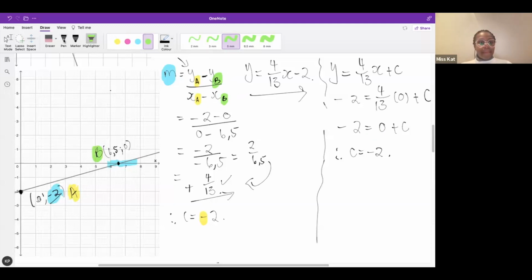Okay, ma'am. Then the 4/13 is therefore equal to -2. No, these are two different things. This is M and this is C. Okay, ma'am. So M is 4/13, but C is -2. So they're two different variables. The M is a gradient and your C is your constant. Oh, okay, ma'am. Now I understand. Thank you, ma'am. You're welcome.